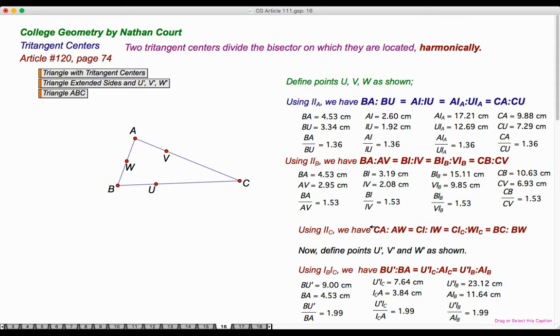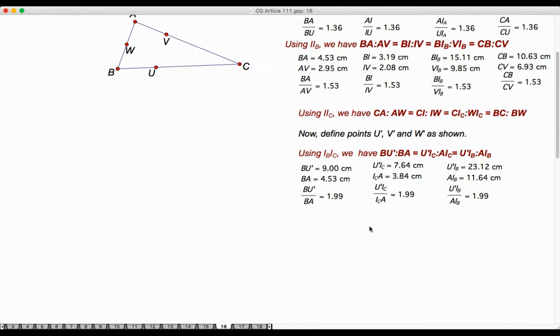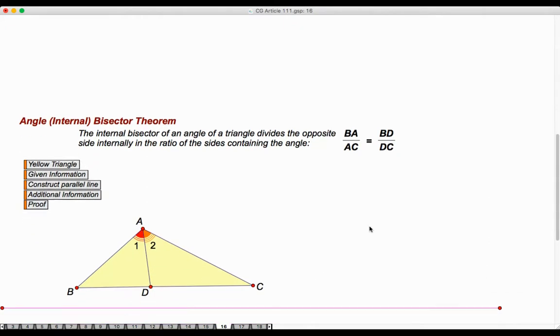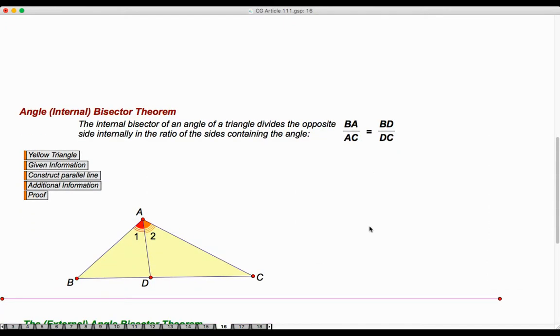To be able to prove this effectively, or to understand it effectively, it would be best that we go back to elementary geometry and recall the angle bisector theorem, and we'll prove them, okay? This is the internal angle bisector theorem. This is what we are familiar with.